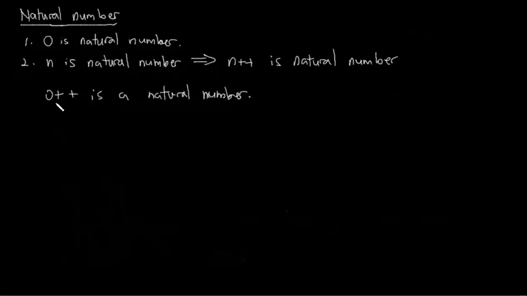By using similar steps, we can conclude that 0++++ is also a natural number, and we can keep moving on until we have an infinite number of elements in the natural numbers. The crucial part is that we define 0++ as 1, and 0++++ as 2, and then 3, 4, 5, and so on. This is how we begin to define our natural number system.